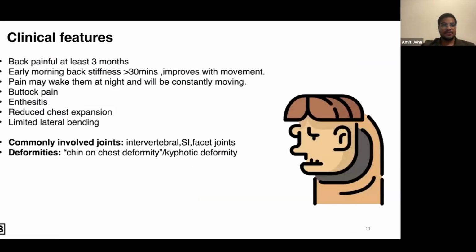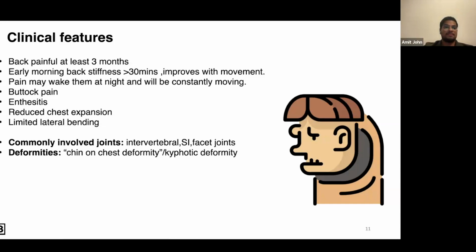So the clinical features: back pain for at least 3 months, early morning stiffness for more than 30 minutes, which improves as the day goes by. The patient may wake at night because of the pain, mainly because of the stasis. And then buttock pain if there is root compromise. And then enthesitis, which is pretty much the inflammation of tendons, commonly involving the Achilles tendons and also the tendons of your wrist. Then reduced chest expansion and limited lateral bending.